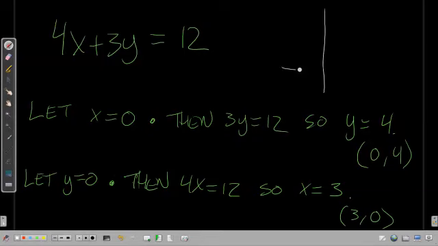When I go to make my sketch, it's asking me explicitly to graph it via the intercepts. Don't graph it with any other 2 points or it will count it wrong. You need to plot these 2 points. So if that's 3 and this is 4, then guess what? It goes through those 2 points. This is the graph of the line.